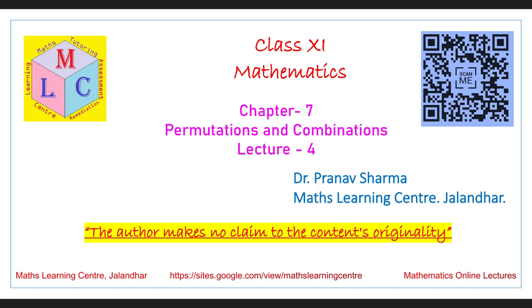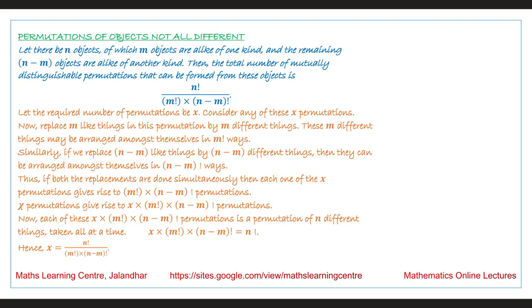We are going to start now lecture 4 of chapter 7, class 11th mathematics, permutations and combinations. In this lecture, we will discuss the case of permutation of the objects which are not all different. We are saying all objects now, they are not different.